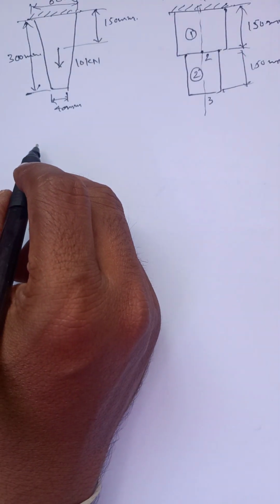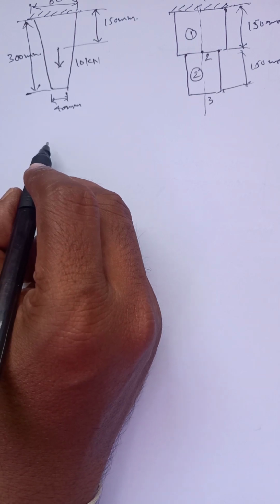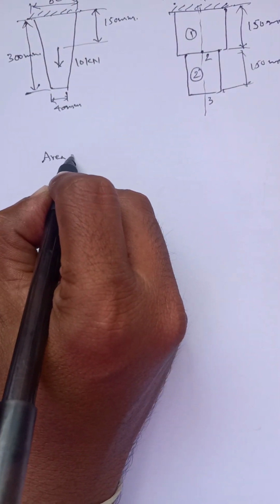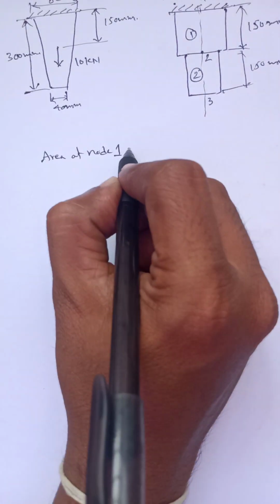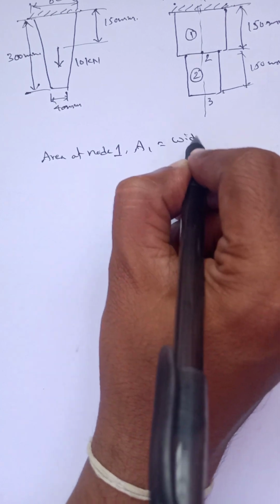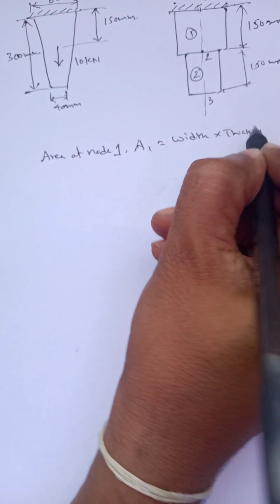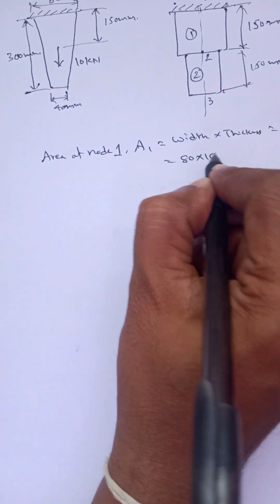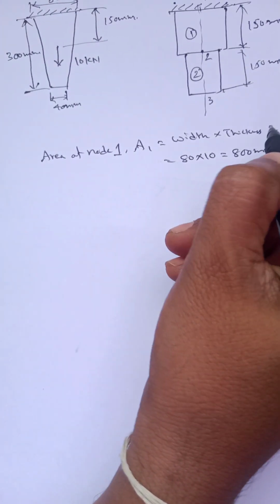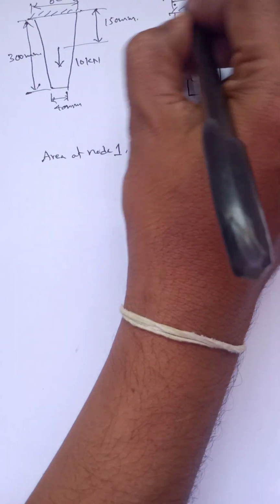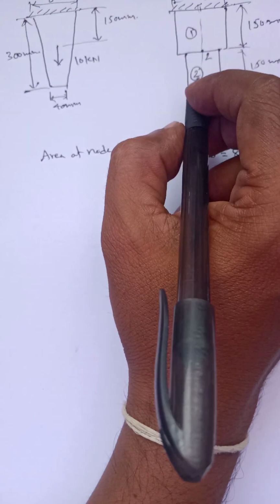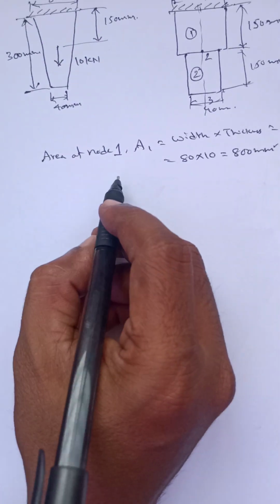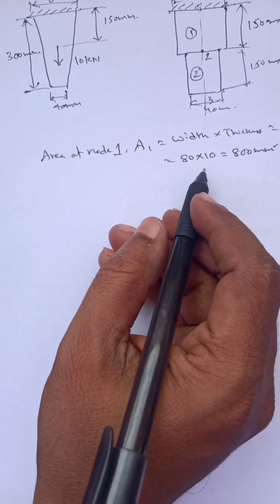Okay, now let us calculate. First of all, we are going to find the area of this bar. Area at node 1: A1 equals width and thickness, W1 into T1. Now 80 into 10, that is 800 mm square. The top width is 80 mm and the bottom portion is 40 mm. So the area at node 1 is 800 mm square.